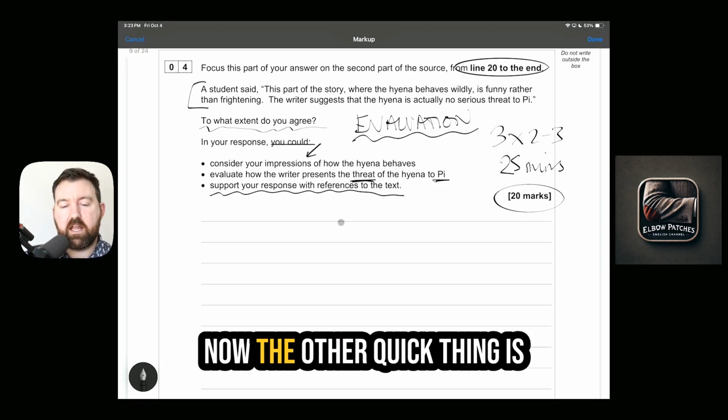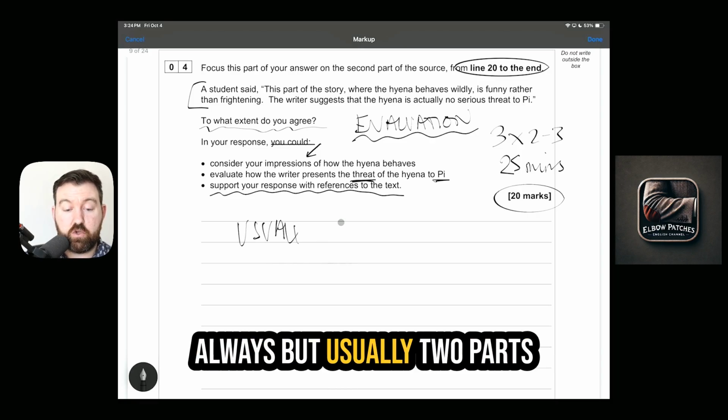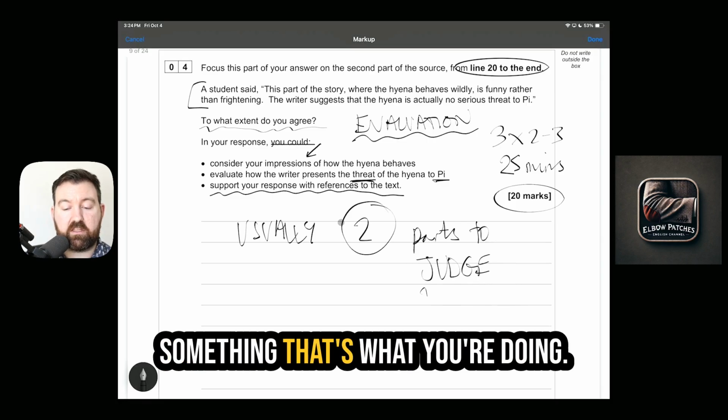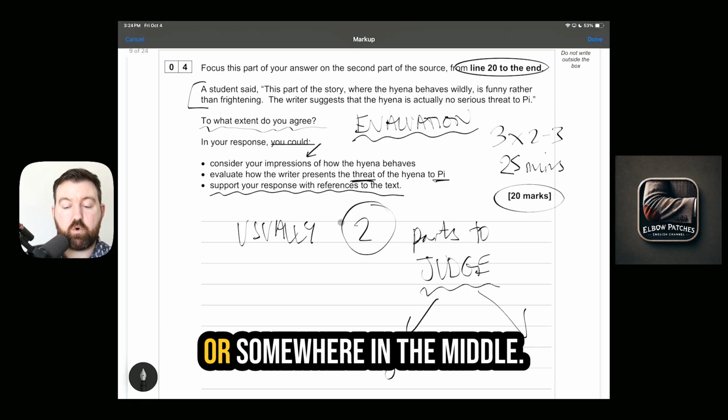Okay. Now, the other quick thing is notice that there's usually, not always, but usually 2 parts to judge. And when you evaluate something, that's what you're doing. You're judging it. You're saying, I agree, or I disagree, or somewhere in the middle.